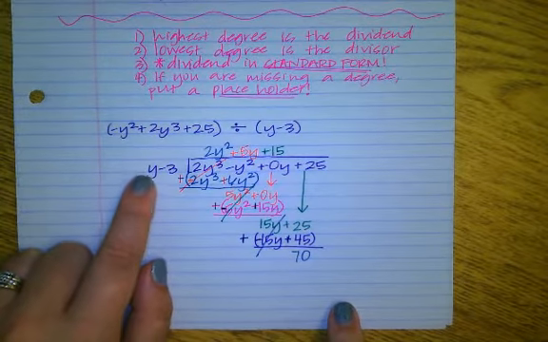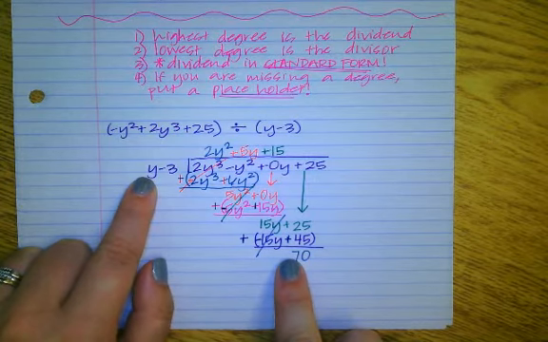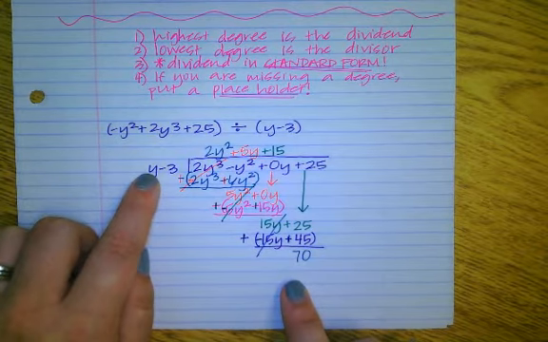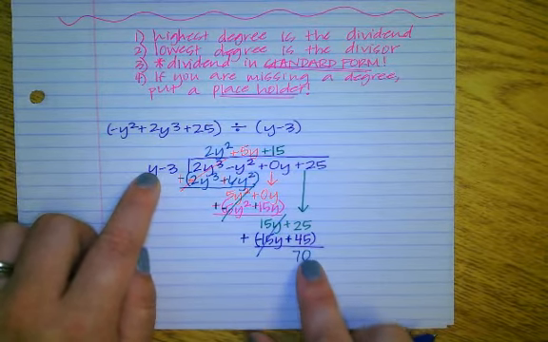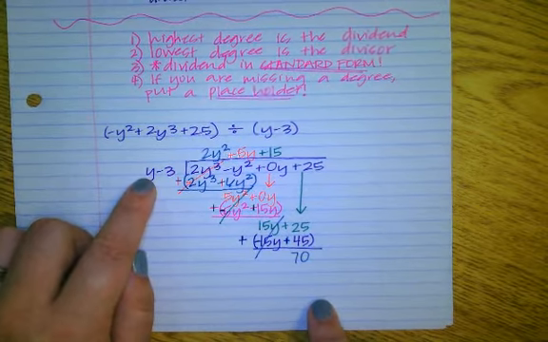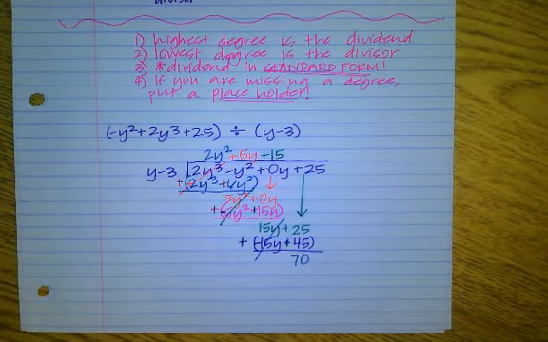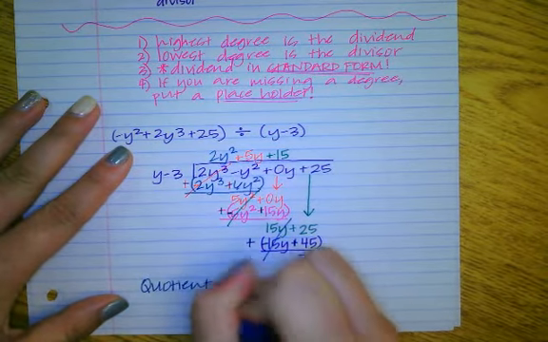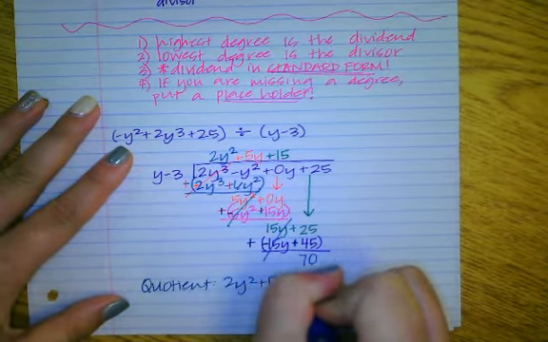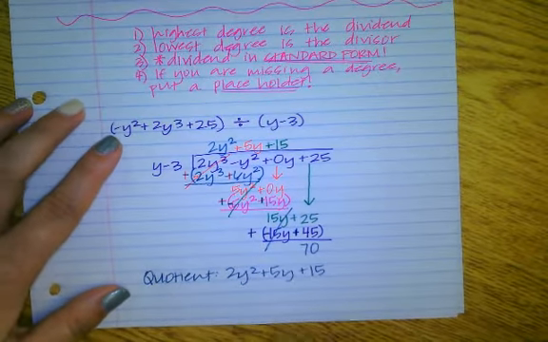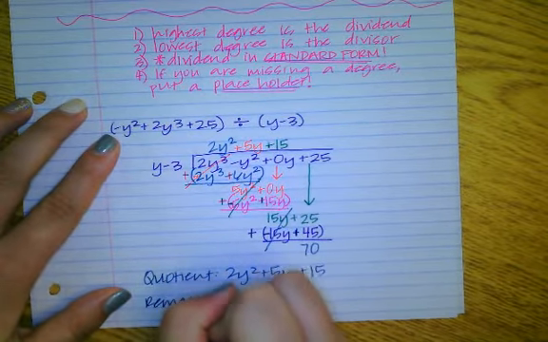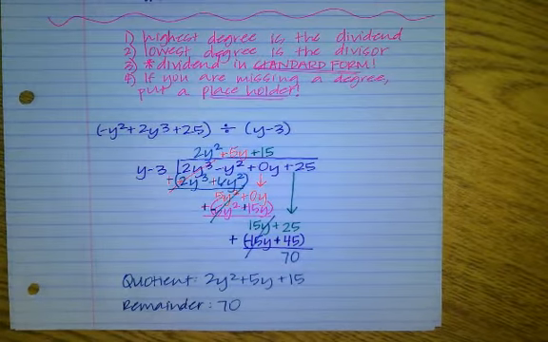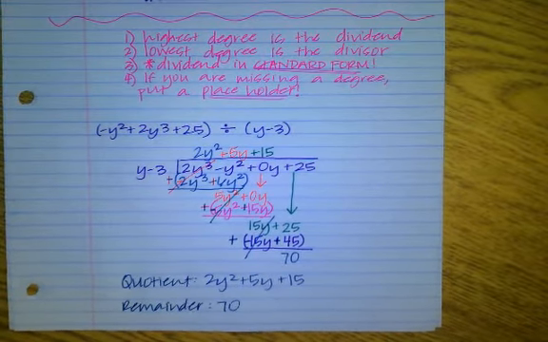Okay, is there anything I can multiply y by to give me 70? And that's when you know you're finished. Okay, so once you can no longer multiply y by anything to get this piece down here, you're done. Okay, so what would your quotient be? The top part, which is 2y squared plus 5y plus 15. Okay, your remainder would be what? 70.